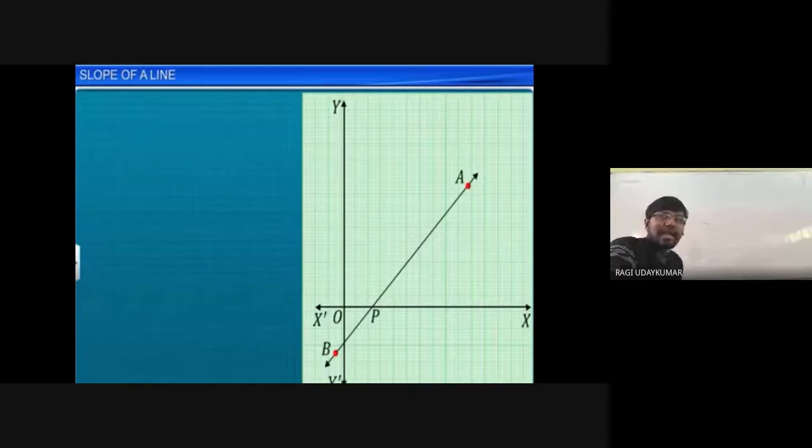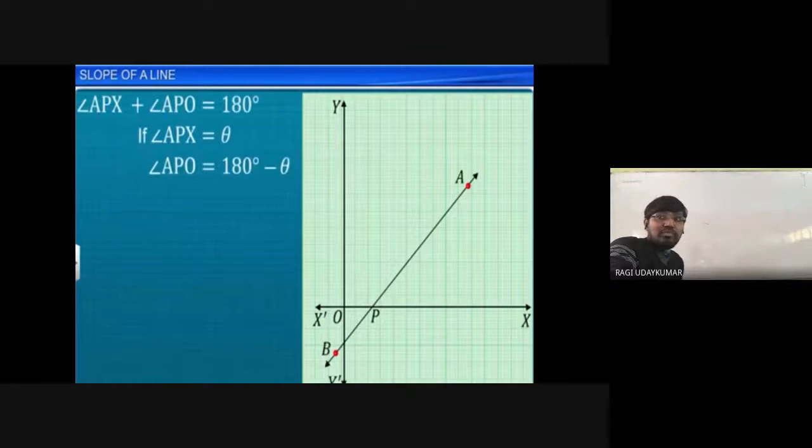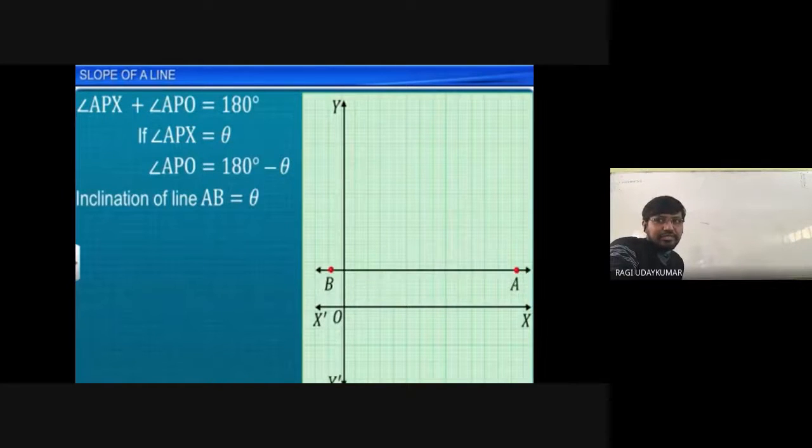Consider line segment AB, or line AB, making an angle of theta with the x-axis. Angle APX plus angle APO is equal to 180 degrees. If APX is theta, then APO is 180 minus theta. The inclination of line AB is called theta. Inclination is nothing but the angle made with the x-axis in an anti-clockwise direction.